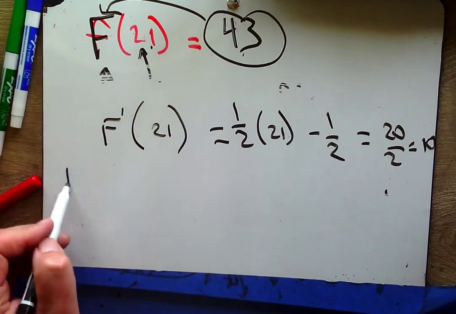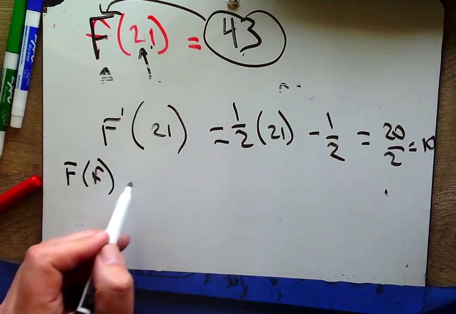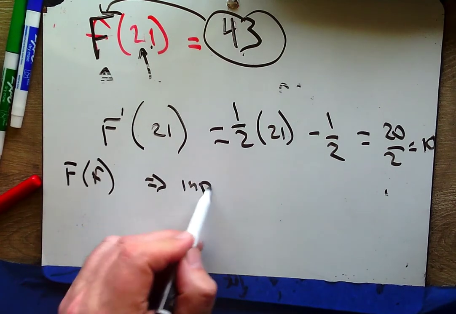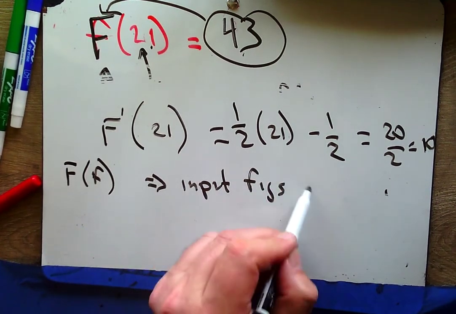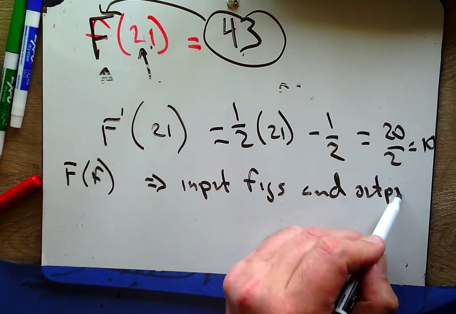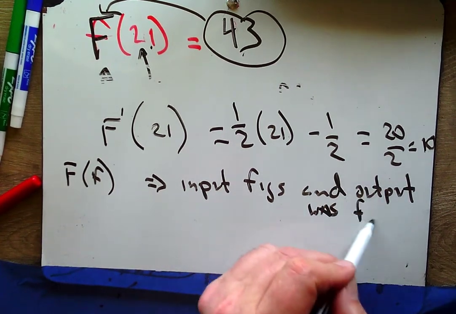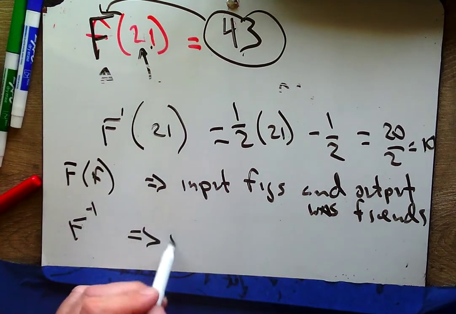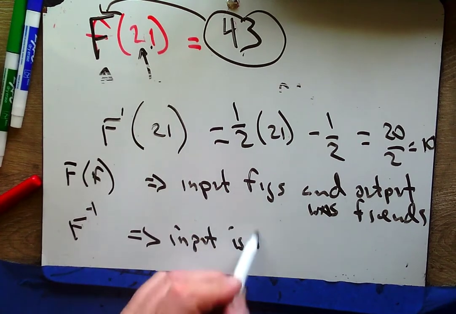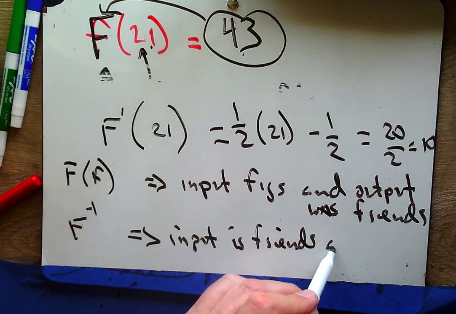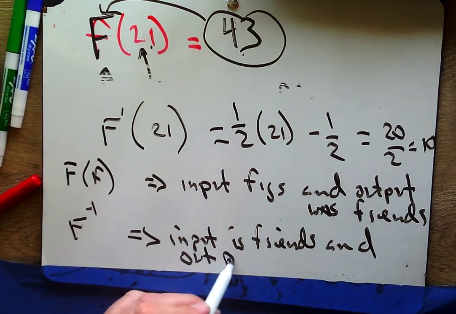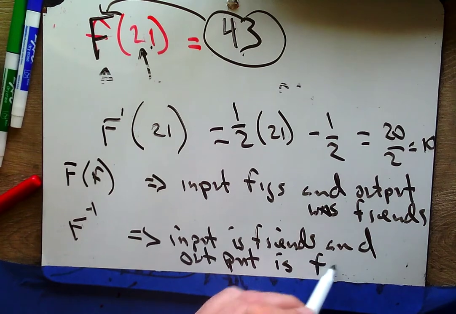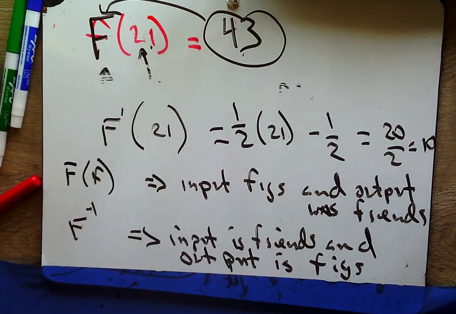Again, the original function, f of little f. Our original function, the input was figs, and the output was friends. This means that on the inverse function, the input is friends, and the output is figs. How many figs do you have in your haversack? Okay? Okay. I like that.